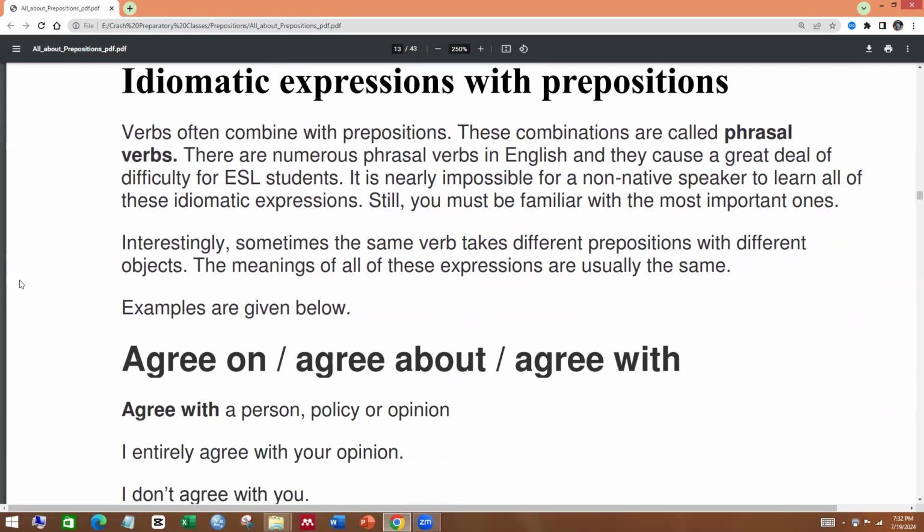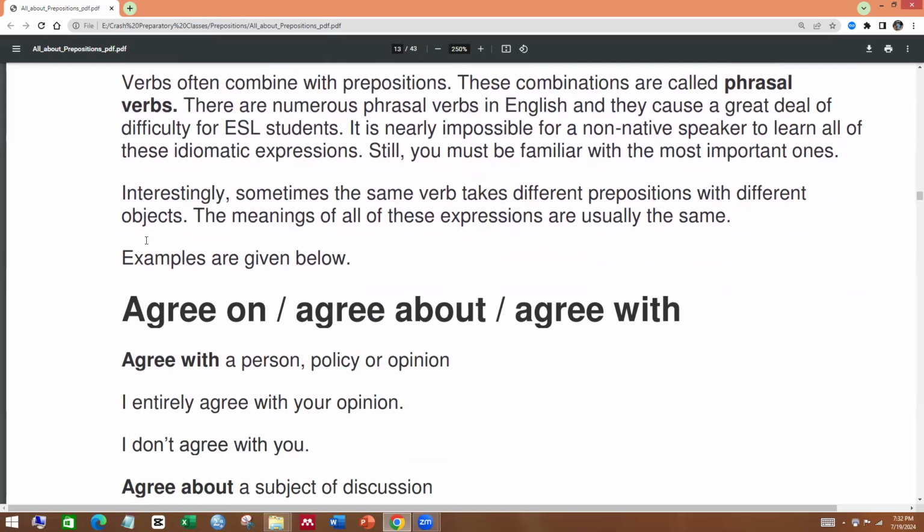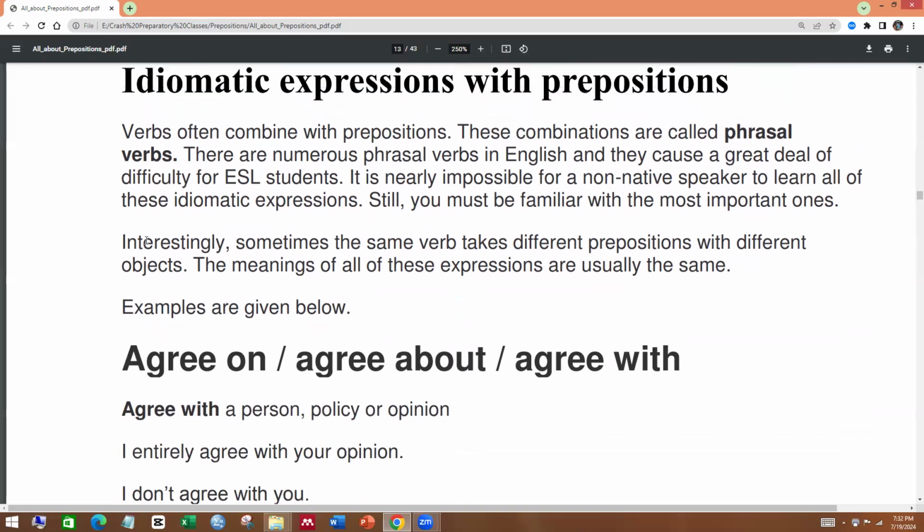अब ये जो notes हैं, वो discussion-based notes हैं for the readers. So that is why they are written on the basis of error corrections, and they are giving each detail. These are very useful ones. Interestingly, sometimes the same verb takes a different preposition with different objects. सही बात है. The meaning of all these expressions is usually the same.